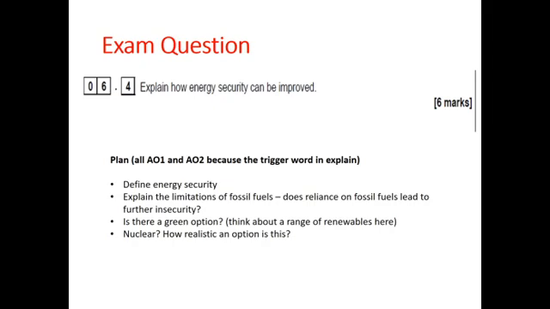Define energy security, explain the limitations of fossil fuels, but then maybe talk about how not oil or coal, but gas might be the best or preferred option. Then think about your renewable options, then think about your nuclear options. Remember, 3 AO1 with 3 AO2, and if you want to be really clever, double develop some of that AO2 with furthermores, building on this, adding to this. Pause here and come back to me shortly.